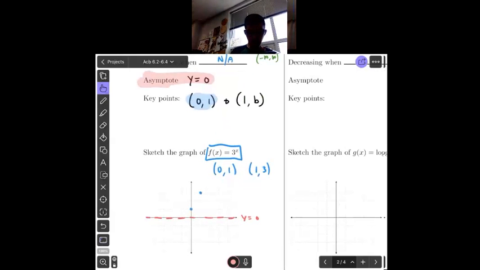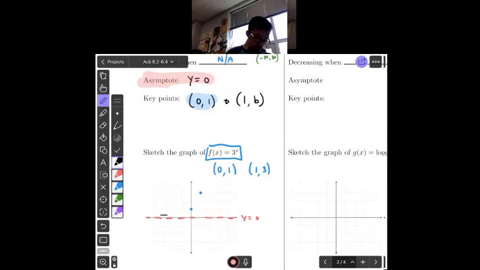Those two points are really enough, because as we go to the left, the graph approaches that asymptote and scoots along beside it. As we go to the right, it shoots very quickly up. So on the left side, I scoot along the asymptote, kind of parallel to it, curve towards that first point, and then curve steeply up to the right. I can get away with just two points there.